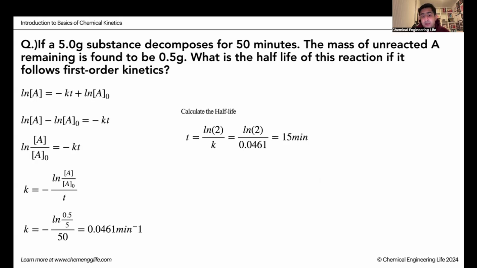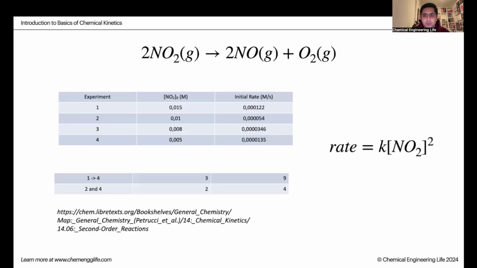So that means after 15 minutes, it actually had reached the half of the reactant. So that's how you would solve a very simple problem for kinetics. In another scenario, let's say you want to figure out the order of your reactant.